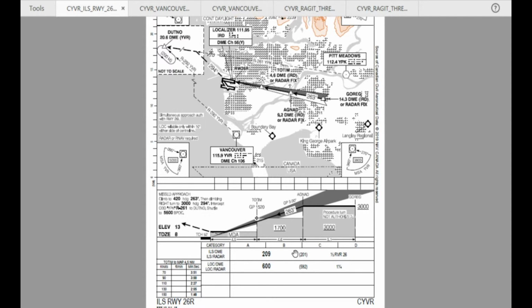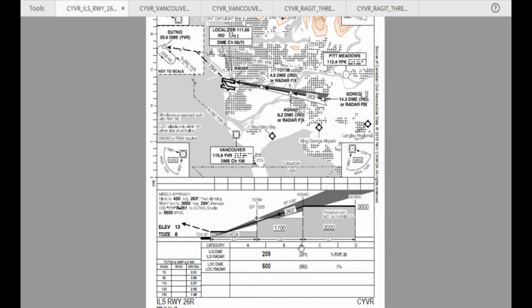On the chart, we can also see that all categories have the exact same minimums, which is pretty standard. Sometimes you'll see various aircraft have different minimums. If we are flying the ILS, DME ILS radar, which is basically the full ILS approach, our minimum decision altitude, the altitude we'd enter into our baro ref, which I will show you guys in an upcoming video, would be 209 feet. If we don't see the runway by 209 feet above sea level, we have to execute a go-around.